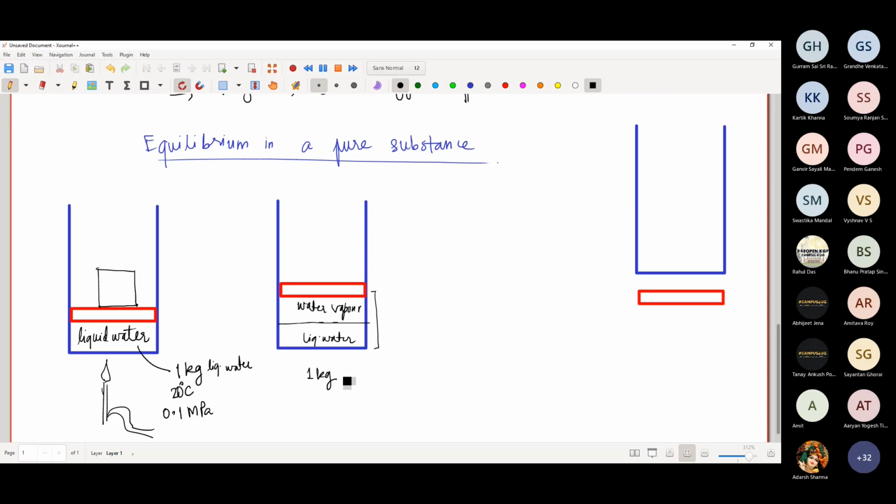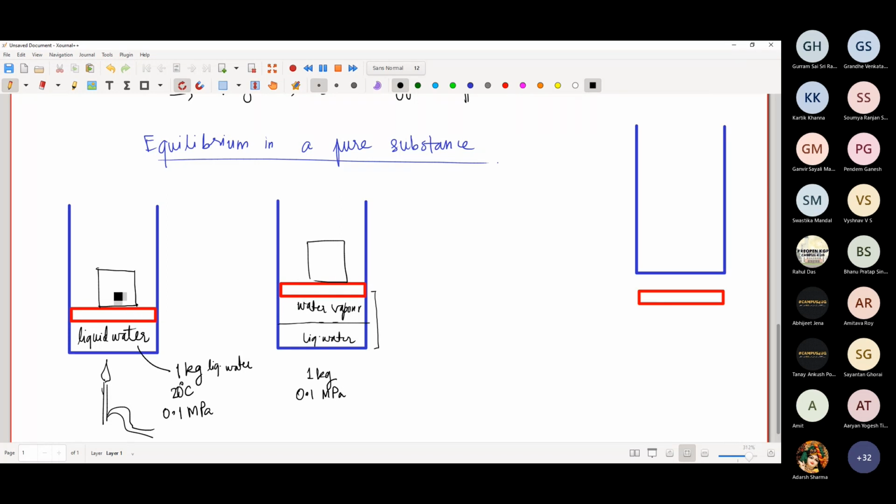The pressure is, how much is the pressure going to be? Who can tell? What is the pressure of this substance, water vapor plus liquid water, going to be? Will the pressure increase, decrease? What will happen? Sir, it will remain the same. Very good answer. It's going to be the same because the pressure is because of this mass and this piston.